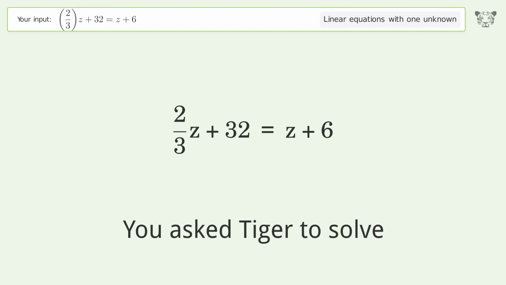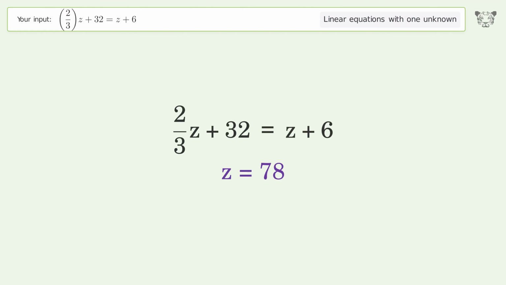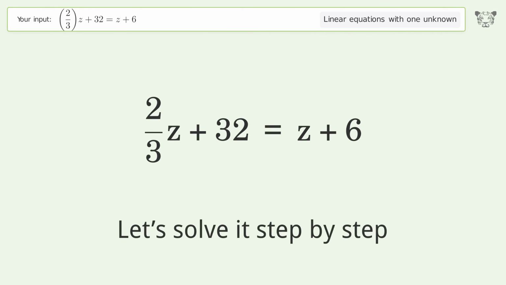You ask Tiger to solve. This deals with linear equations with one unknown. The final result is z equals 78. Let's solve it step by step.